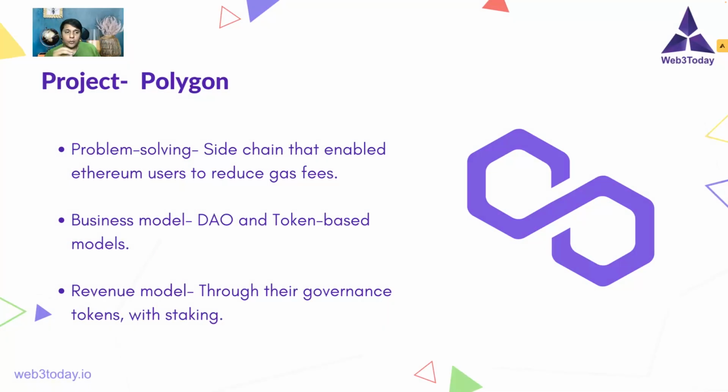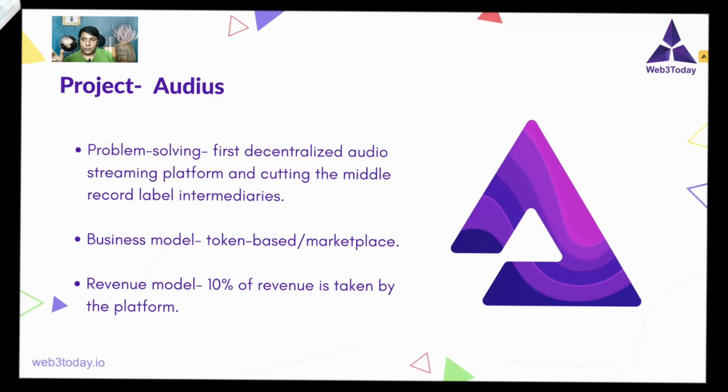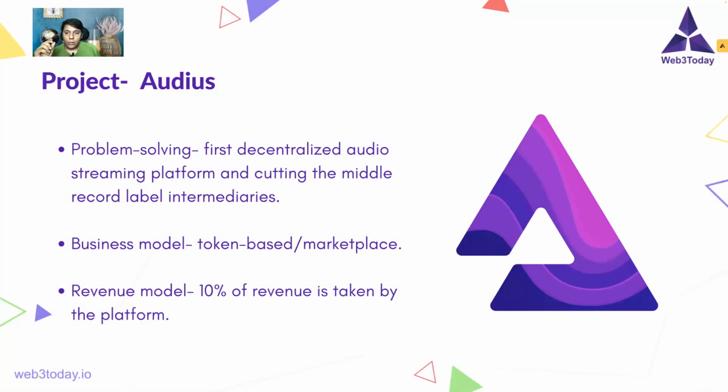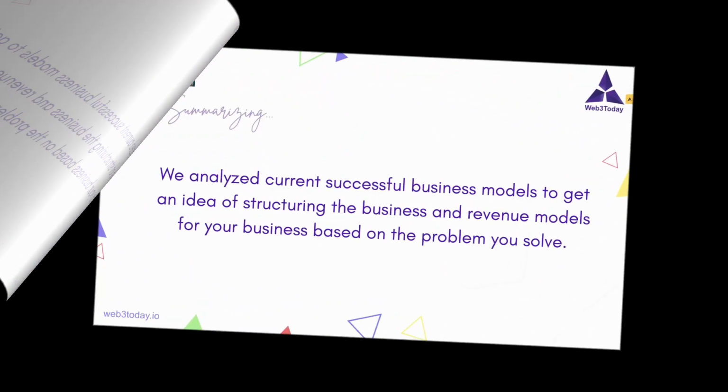Second is Polygon, right? Polygon is also a direct competitor of Solana, but they offer altogether different technology. They provide a sidechain solution. They are a layer 2 solution on the Ethereum blockchain. So their business model is DAO and token based, and revenue comes through governance tokens and also staking. And then there is another project called Audius. Audius is a decentralized audio streaming platform, and they want to cut all the middlemen involved in the record label business. So their business model is token based and marketplace, and the revenue model is like a traditional revenue model where they take 10% of the transaction fee. So they are more on a services based business model.